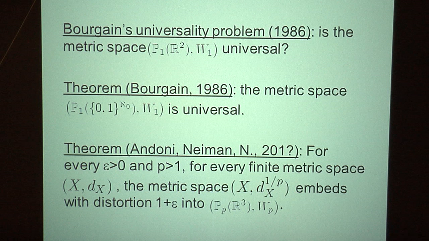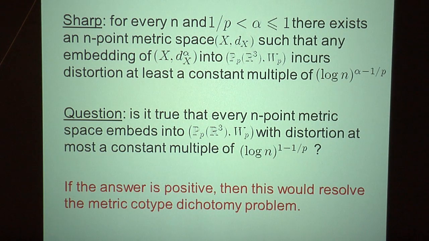Now, the reason I'm stating this theorem, other than to show that it's hard to decide universality, is, first of all, this theorem is sharp. You have to raise the metrics to the power 1 over p. This we can show. If you give me any number alpha bigger than 1 over p, then I can construct endpoint metric spaces such that if you raise the metric to the power alpha, then any embedding of them into the transportation cost space with power p has distortion going to infinity, like log n to the alpha minus 1 over p, which is a positive number. So this ends at 1 over p. We do have an example showing that this theorem is sharp.